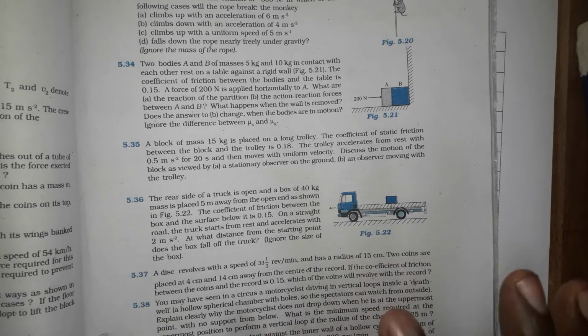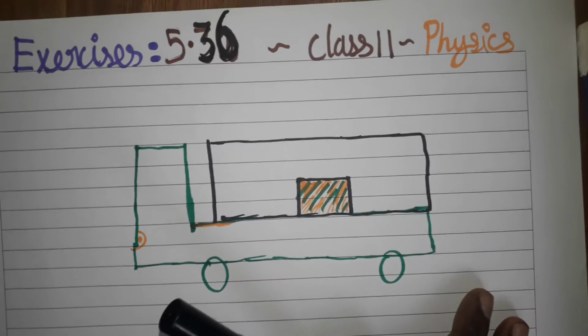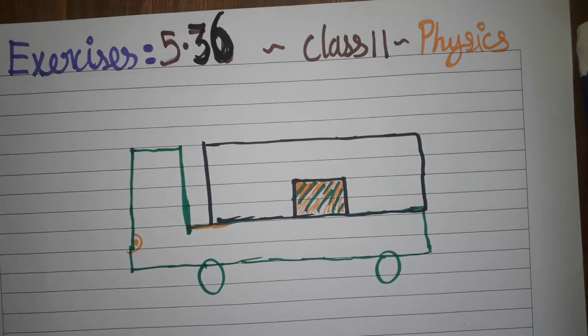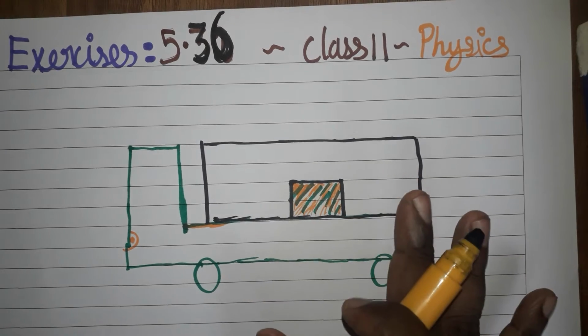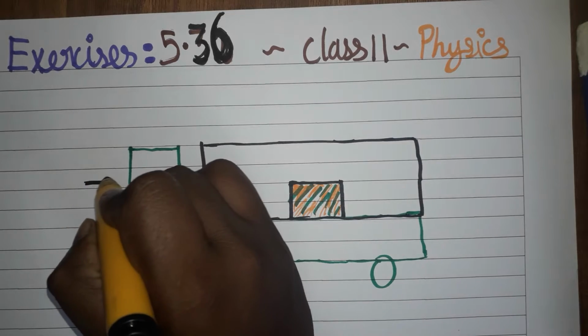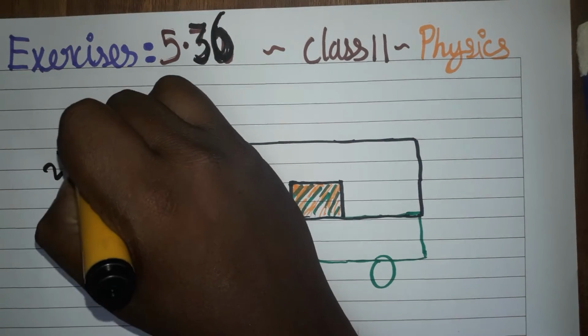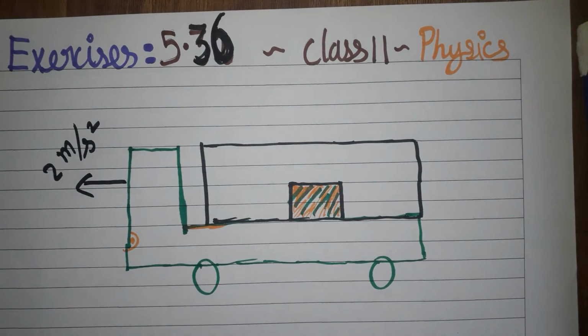Okay, first we will see what is given in the question. A truck is given, and a block is kept inside the truck. The truck initially starts from rest. It is moving at 2 meter per second squared in this direction. The acceleration of the truck is already given in the question.